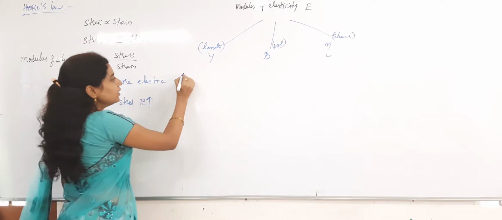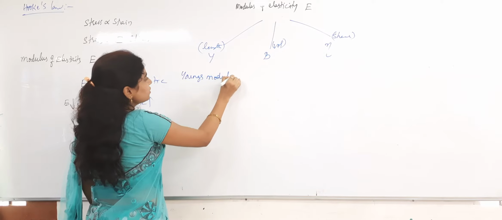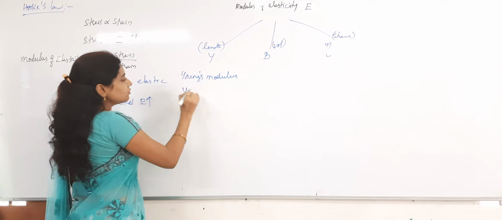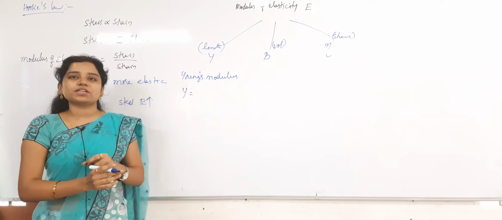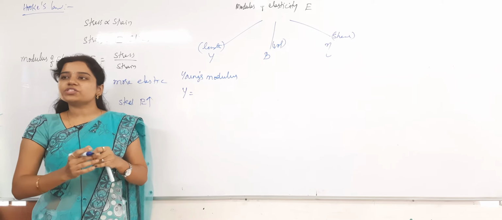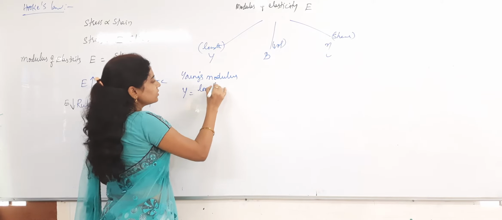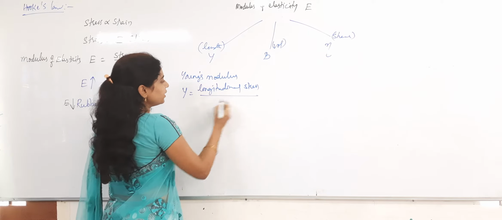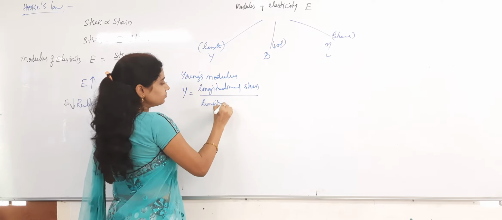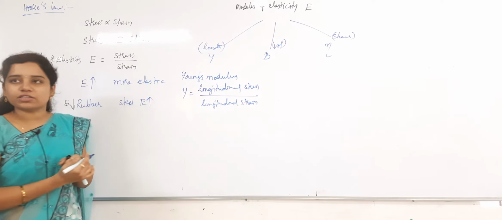So that here Young's modulus, that is Y is equals to, what is the formula I can say then? Longitudinal. About the length means which stress will come? Longitudinal stress. Which strain will come? Longitudinal strain. So that longitudinal stress divided by longitudinal strain. That is the Young's modulus we will get.